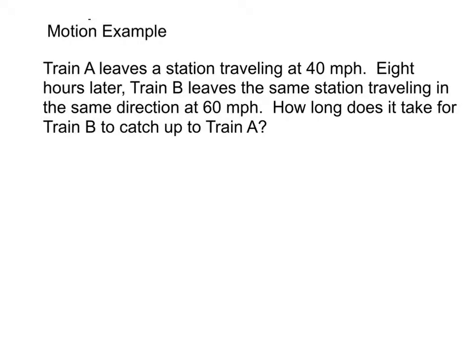Hi, I want to talk you through this following example of a motion problem. Now, first of all, you should ask yourself, how do I know that this is a motion problem? Well, if we read the problem carefully, it does talk about a train traveling at 40 miles per hour. It also talks about 8 hours here. So we have a rate, we have a time, and it talks about them traveling in the same direction.